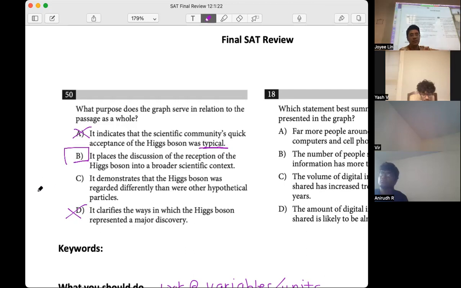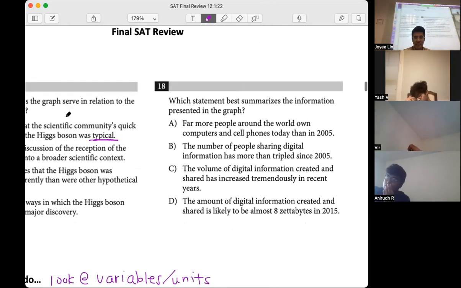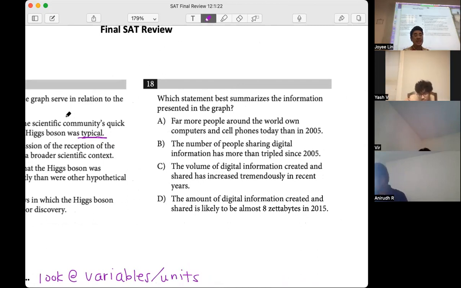So the graph was basically a graph of this particle versus the discovery of other particles. But again, C has the word "regarded," right? Regarded is an opinion. How do you measure regard? It's hard in most science passages. This was from a science passage, right? Regard is I approve it, I respect it, I disrespect. And then question number 18. So there's a keyword in the question stem that I want you to be aware of. Does anybody see the keyword in the question stem?